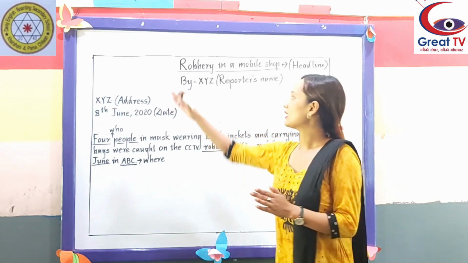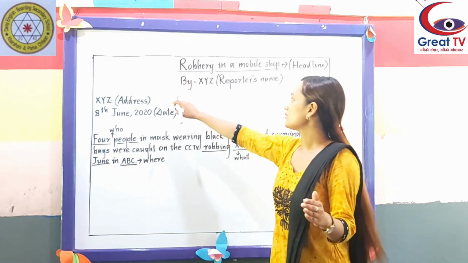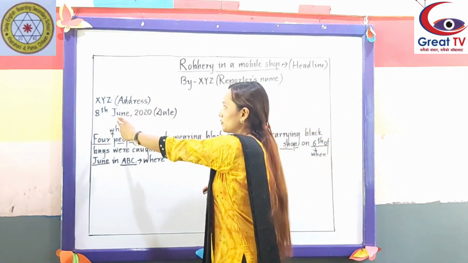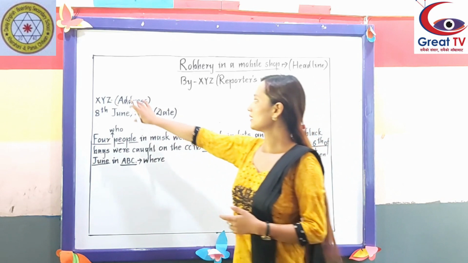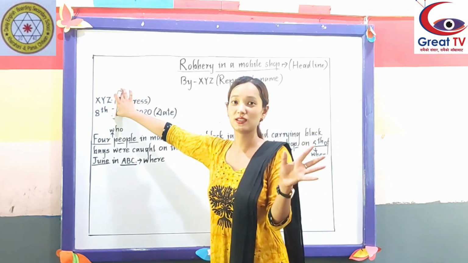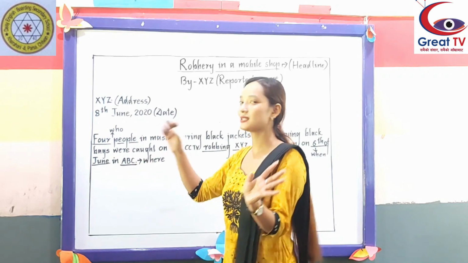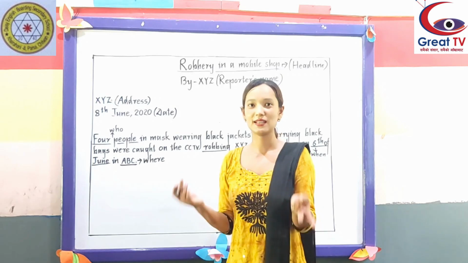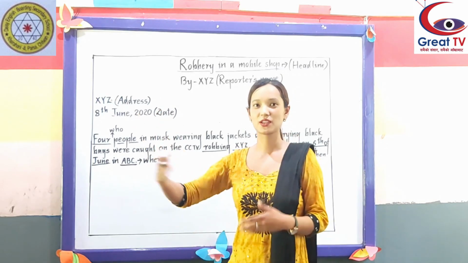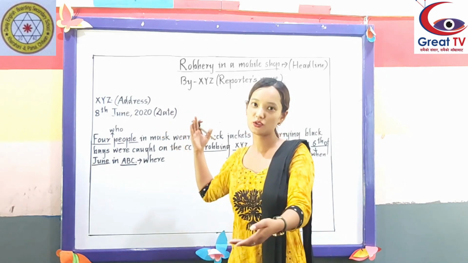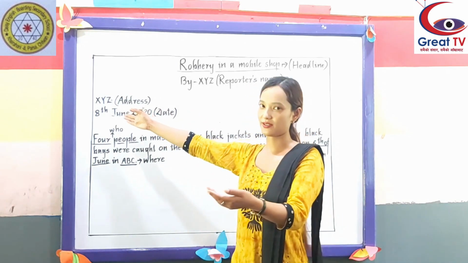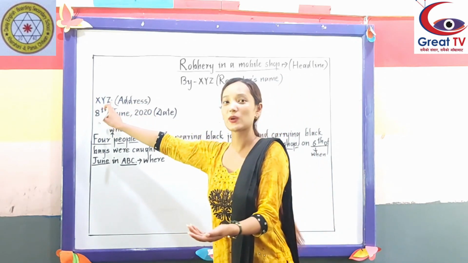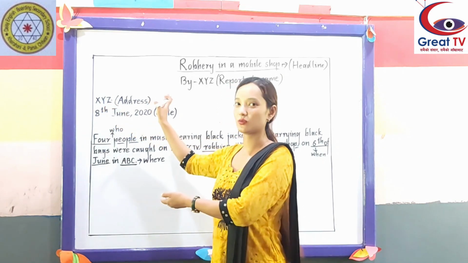After you are done with the headline and the byline, you leave some space. After leaving some space, you move to the extreme left hand corner of the page, where you follow the next step. The next step is PDM, which means date and then address. You write down the address where the incident took place. XYZ means the place where the incident took place.